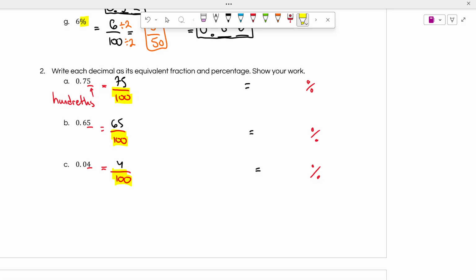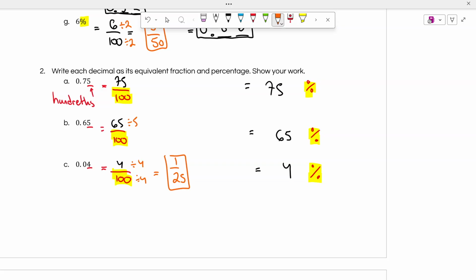So I'm going to start by replacing those out of 100s with a percent sign each, and then just fill in the number that was out of 100. So 75 over 100 is 75%, 65 over 100 is 65%, and 4 over 100 is 4%. The only thing left to do here is simplify, so we're going to go ahead and choose to divide top and bottom by 4 here to get 1 over 25 as our simplest form fraction.